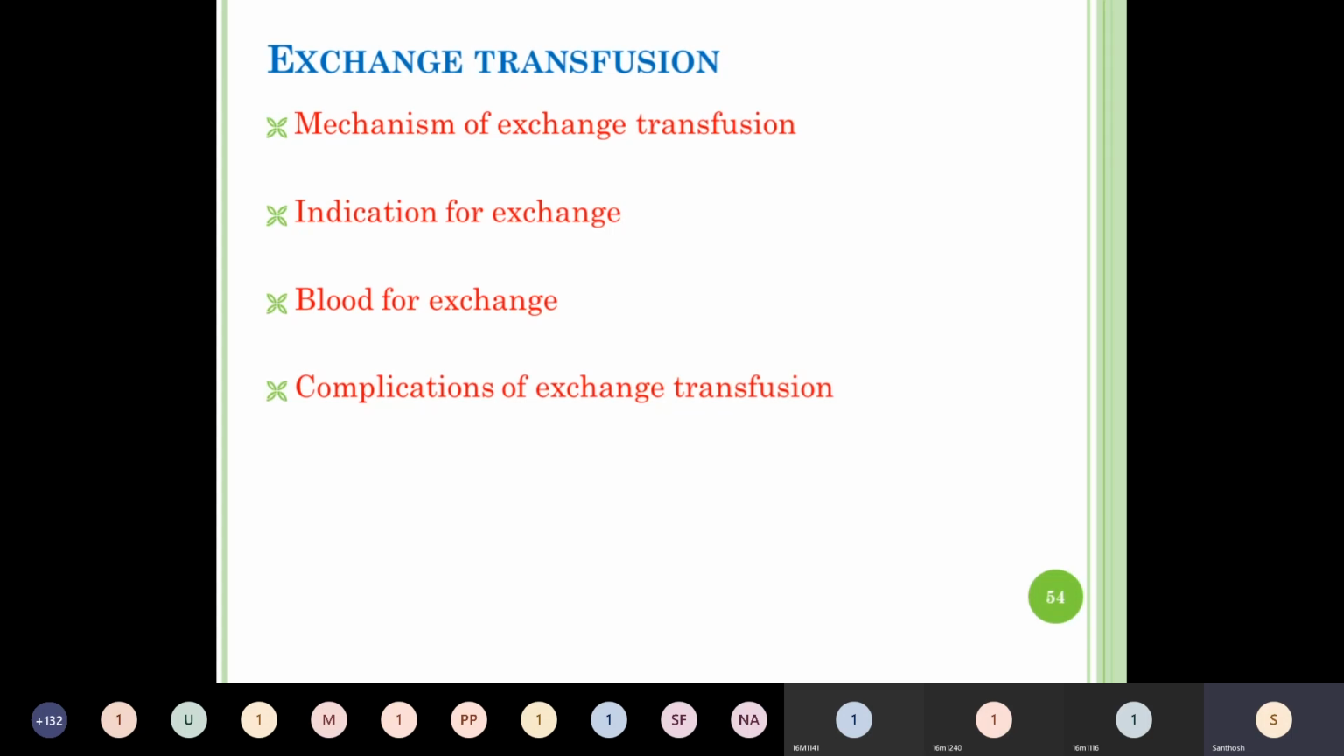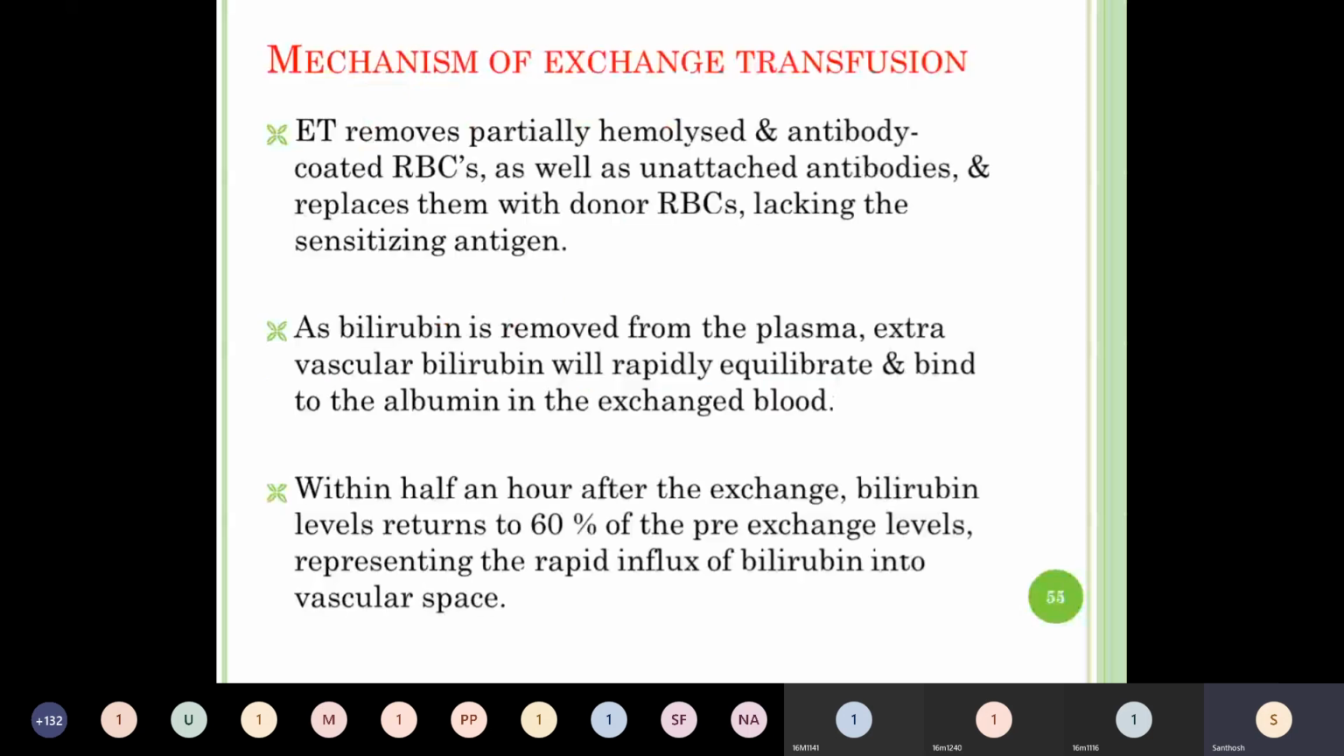The second mode of treatment is exchange transfusion. Now, what do you mean by exchange transfusion? Suppose the bilirubin levels are so high, that is, the baby is having acute bilirubin encephalopathy, or the serum bilirubin is in the exchange level range. There are certain graphs which tell you when to do exchange transfusion. If it is in that range, you do the exchange transfusion.